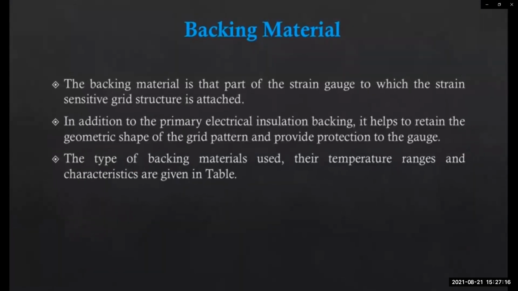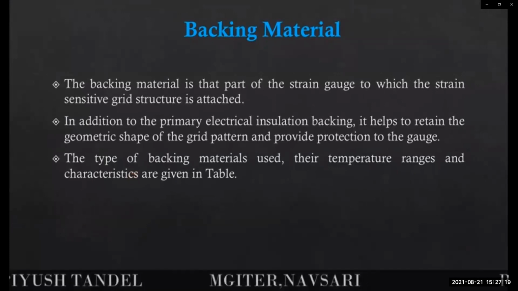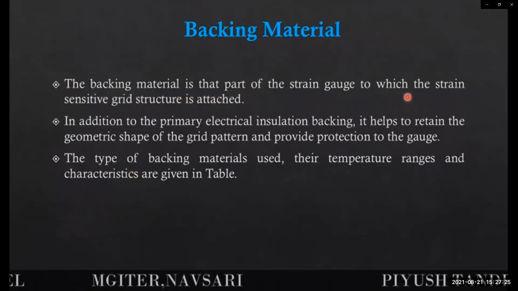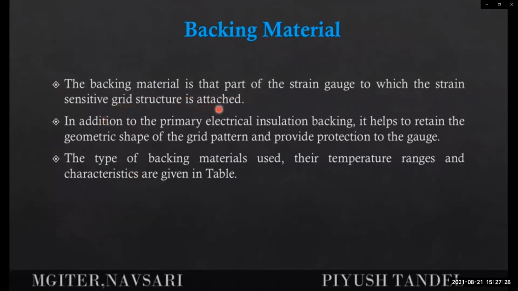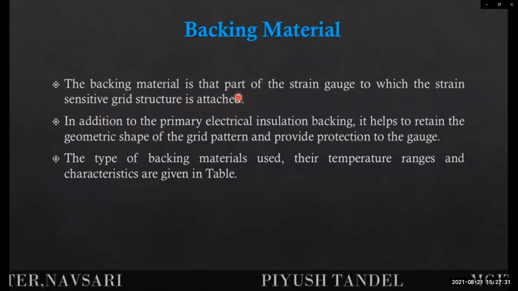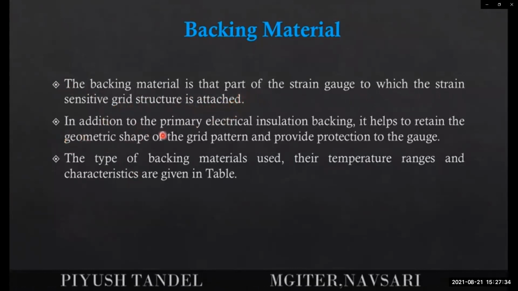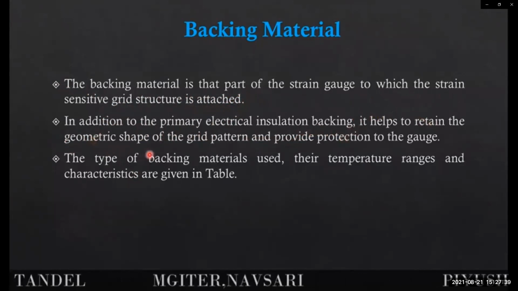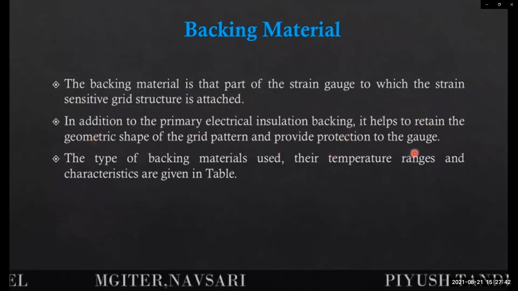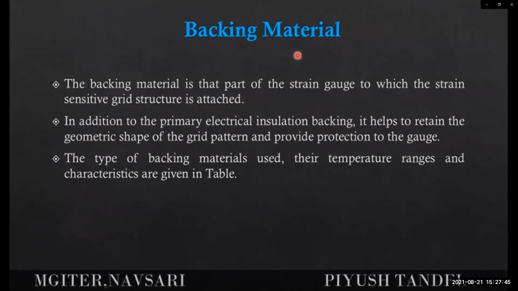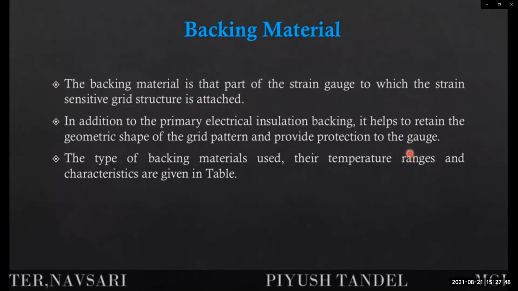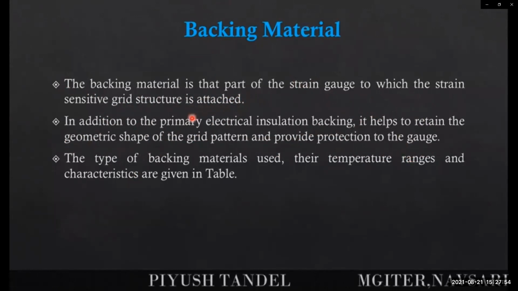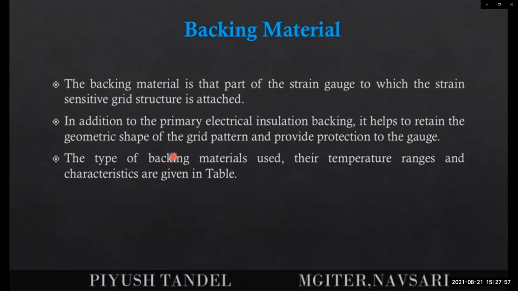Then after that we are going to see the backing material. The backing material is that part of the strain gauge to which the strain-sensitive grid structure is attached. In addition to providing electrical insulation, the backing helps to retain the geometric shape of the grid pattern and to provide protection to the grid. So the backing material is going to protect our resistance wire strain gauge, so that no damage is going to be there to our cable.